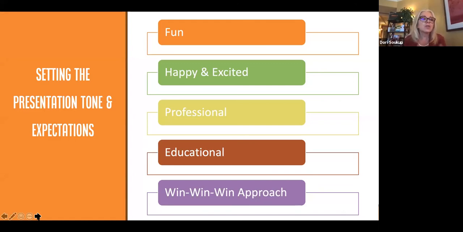So we talked about how important it is to be yourself and have fun and not be so stiff, and talk about educating the clients and truly helping them.